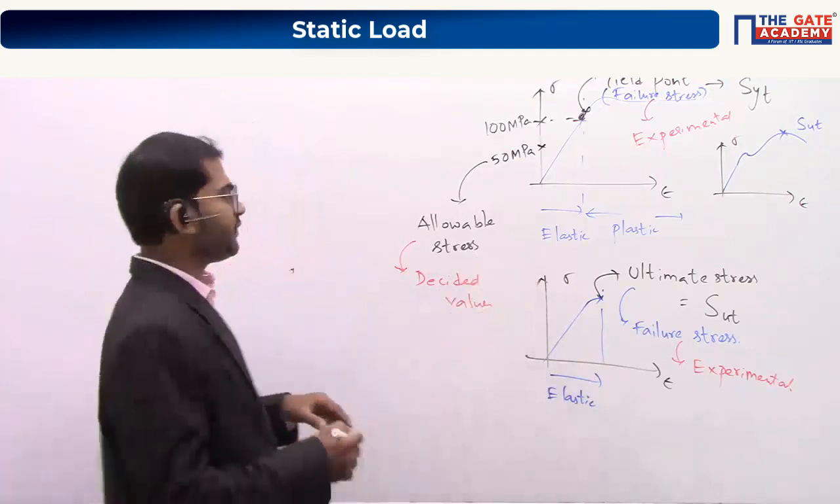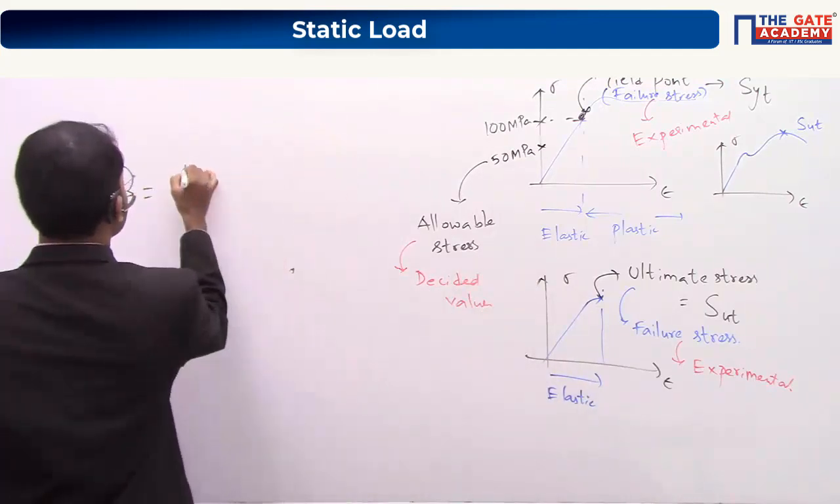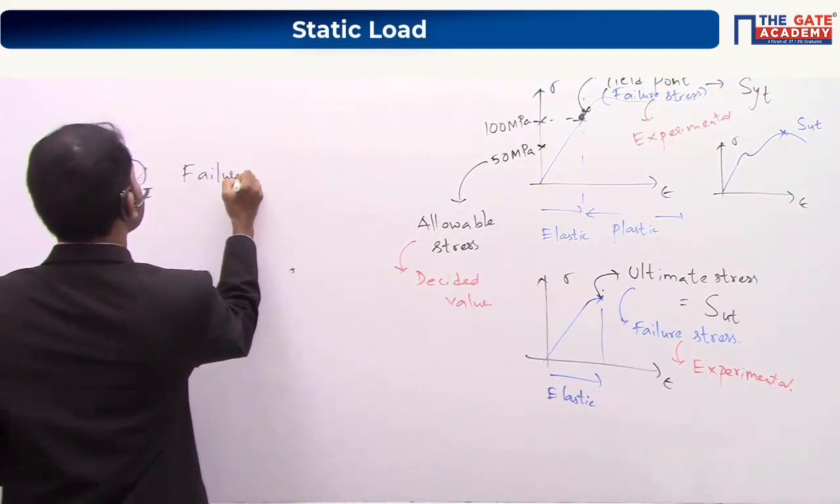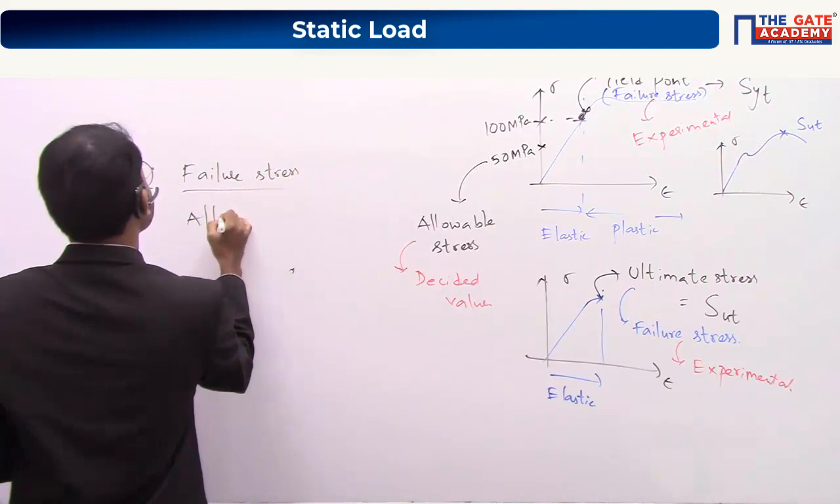Understood? So what is this factor of safety? Factor of safety is given by the ratio of these two values: failure stress by allowable stress.